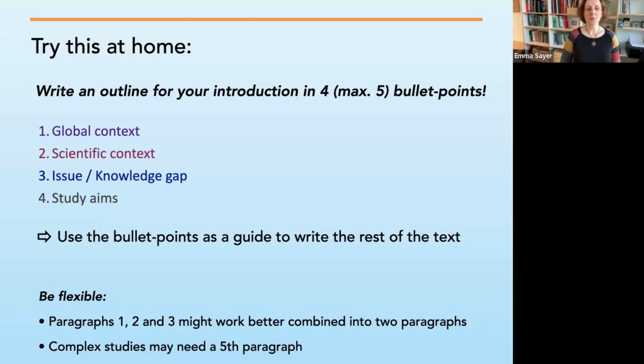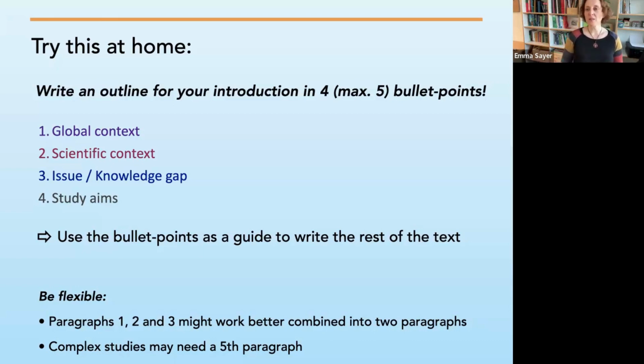That's fairly flexible. And it's also really important to point out that if you have a complex study, and in ecology many of us do, then you might need a 5th paragraph to make sure that you're really introducing all of the relevant background that the reader needs.